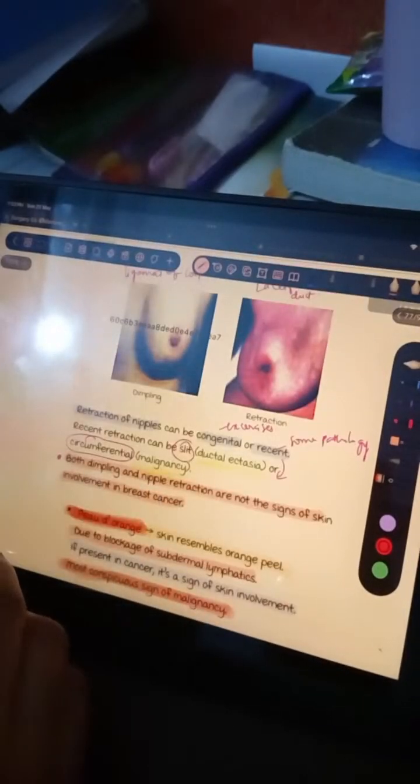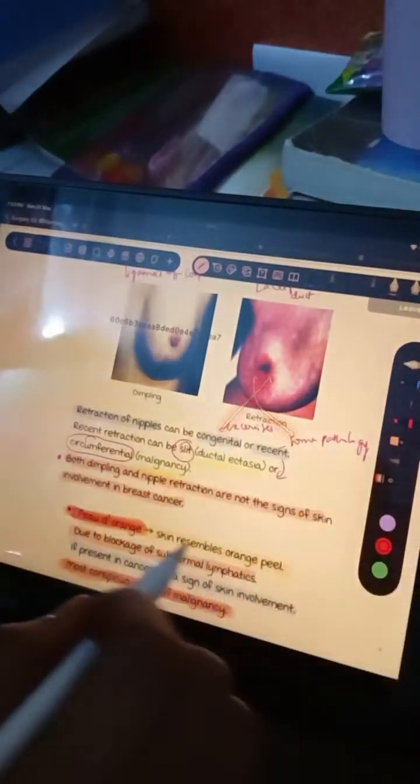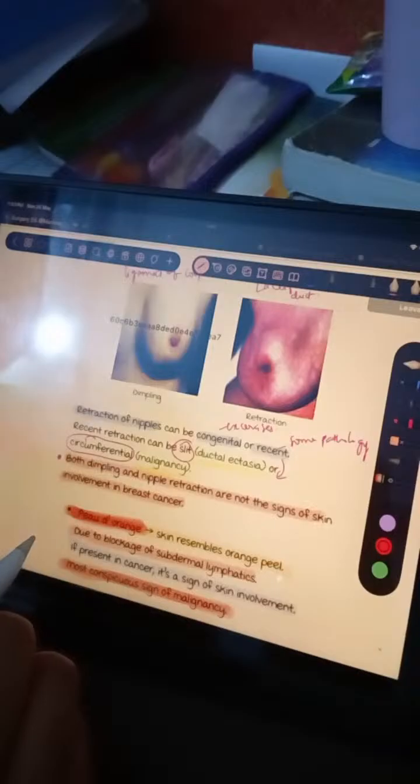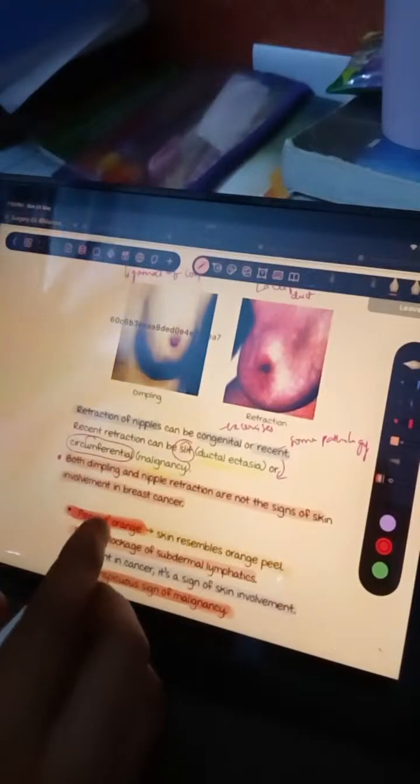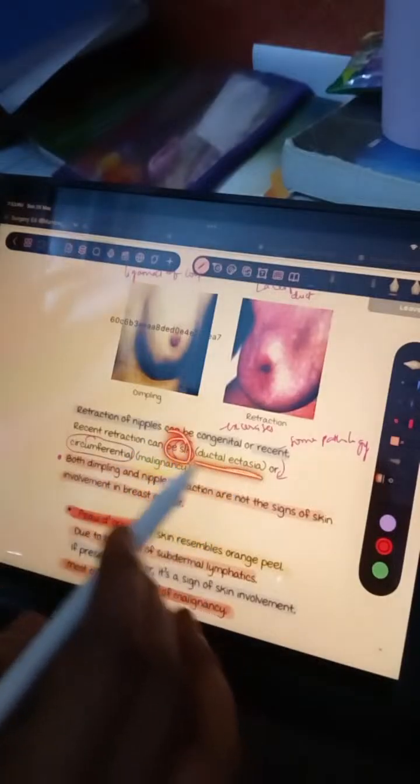There are 15 to 20 lactiferous ducts which open at the nipple. So this retraction of nipple may be congenital or recent. Congenital may be resolved by exercises, but a recent retraction of nipple is an issue which we have to look into further, because there is some pathology in recent retraction of nipple cases. So recent retraction can be slit or circumferential. Slit means ductal ectasia, and circumferential means malignancy. So both dimpling and retraction of nipple are not signs of skin involvement in breast cancer.